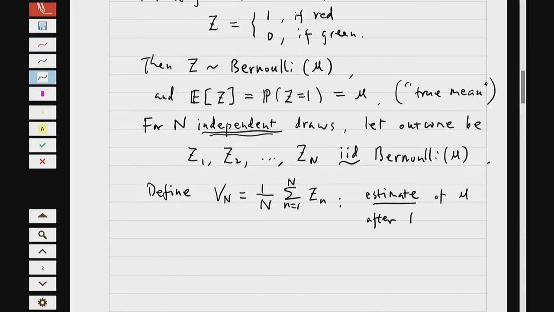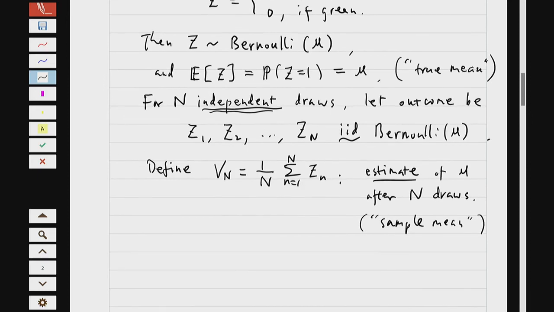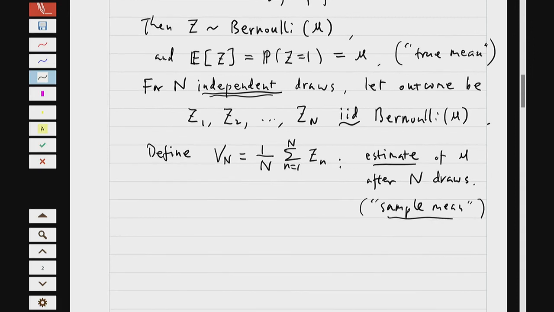after n draws. It's an estimate. And of course, this is also called the sample mean, because it's the average of n samples of this random variable. Okay, so of course our question is, under what conditions is this sample mean close to the true mean? When is this a good estimate?